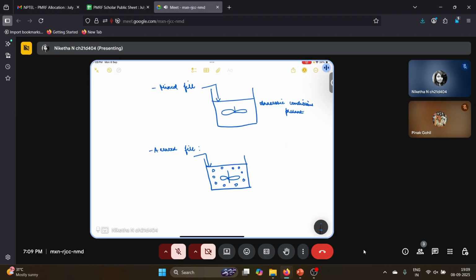So there can be periods of aerobic activity, and there can be periods of anaerobic or anoxic activity also.